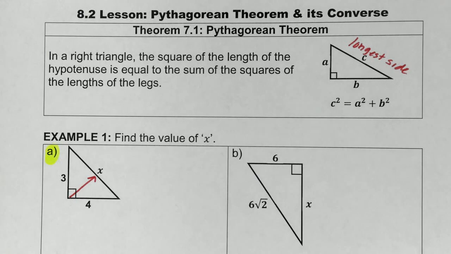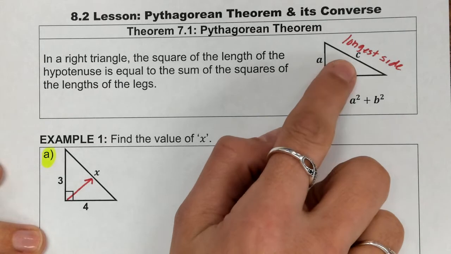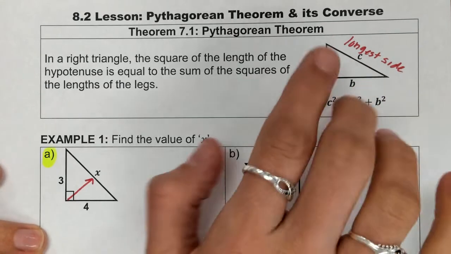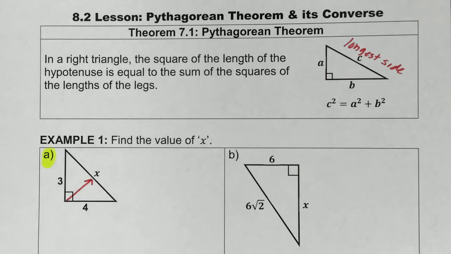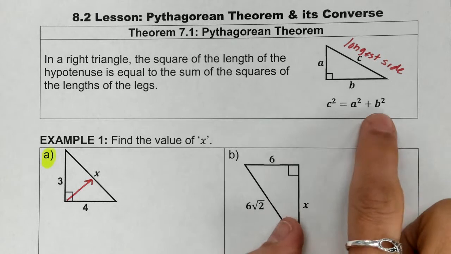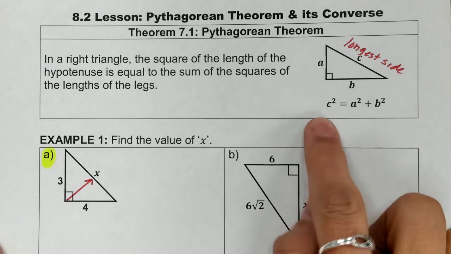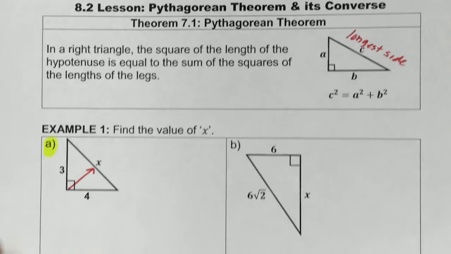Alright guys, we've got our 8.2 lesson with the Pythagorean theorem and its converse. The Pythagorean theorem is not new to you. We're looking at the longest side here for C, which is our hypotenuse. We square our two legs, and they should add to equal the square of the longest side. We are switching the formula around. You'll see why. We now want to get used to seeing C squared equals A squared plus B squared.